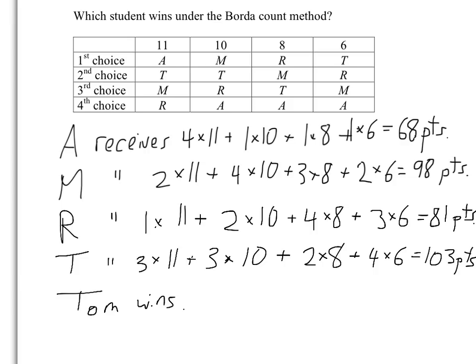Before we go on, let's make sure that we've actually done this correctly. Let's check our work in the way indicated in an earlier video clip. We noted that the total number of points here can be checked. So the total, if you add up the 68 points plus 98 plus 81 plus 103, those add up to 350 points total. Now, how do we check that? Recall that each ballot gives out a certain number of points, and there are 35 total ballots. So let's see if that adds up correctly.